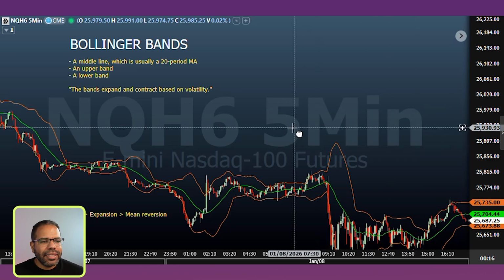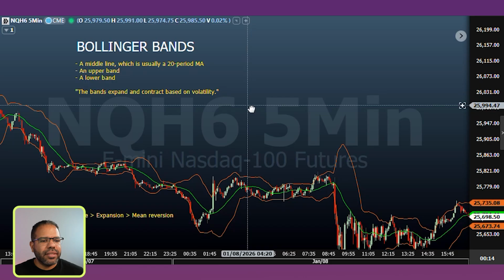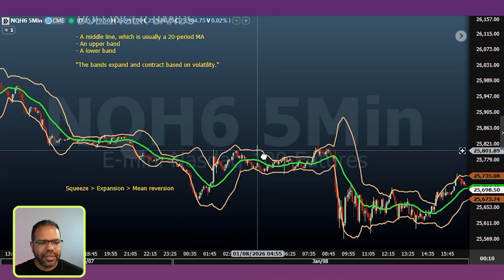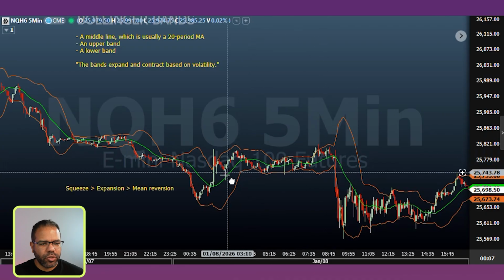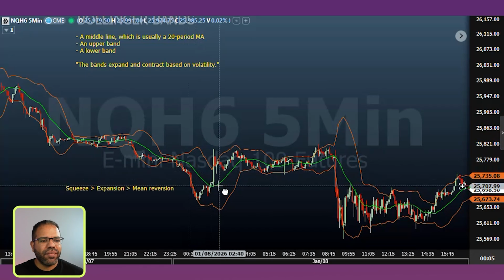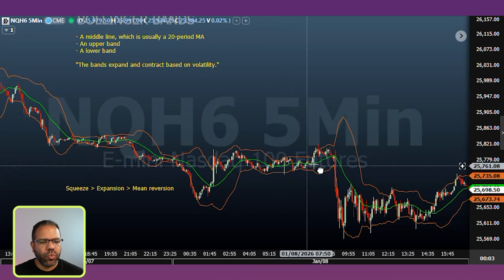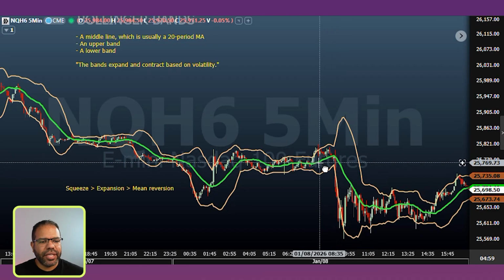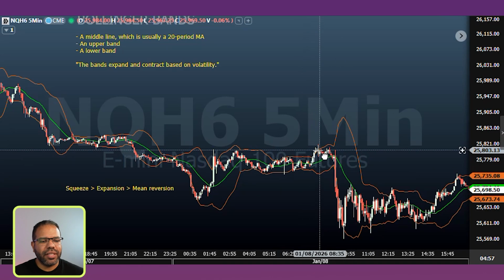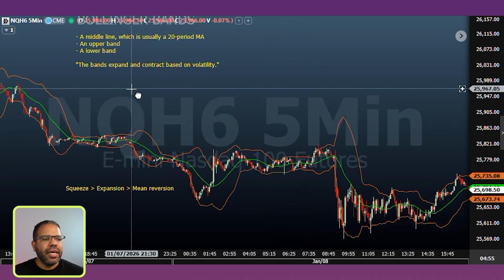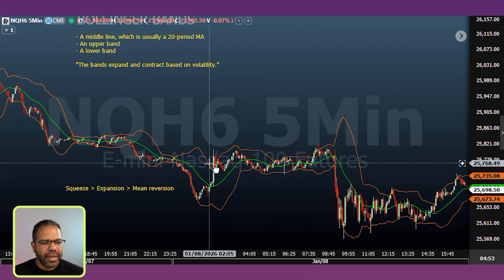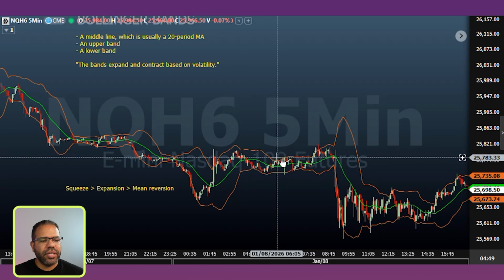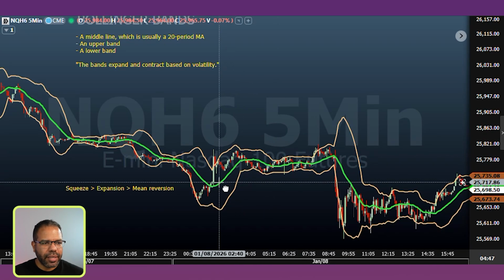Now, let's start with the basics. Bollinger Bands are a tool made of three lines. So here we can see the Bollinger Bands applied to my chart. We have a middle line, which is usually a 20-period moving average. To remind you, the 20-period moving average calculates the average price of the last 20 candles. And then it has an upper band and a lower band. And these are usually by default 2 standard deviations away from the middle line.